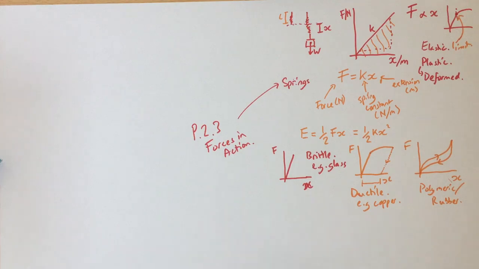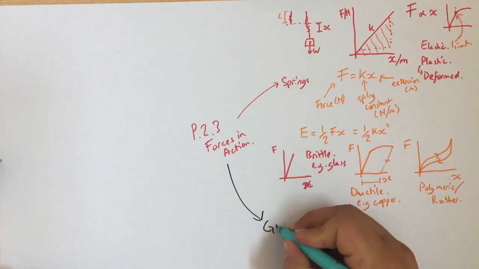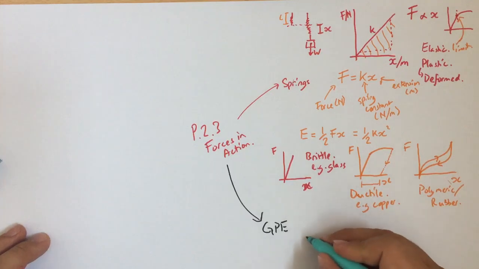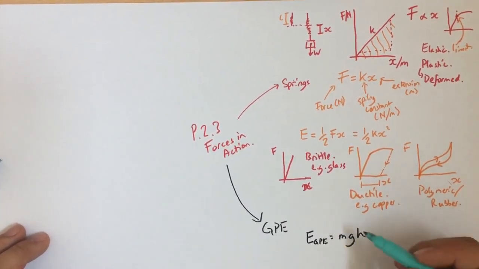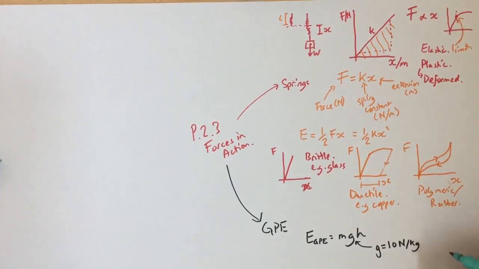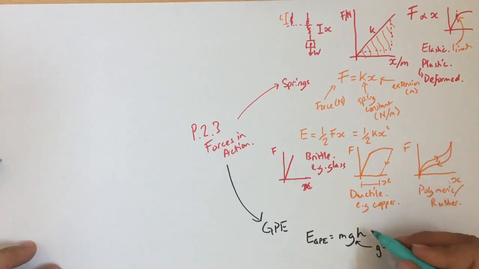The next bit that is for everybody, coming away from springs, is gravitational potential energy. And this is really just an extension of some other stuff that's in P2. So we have the equation for gravitational potential energy, which is mass times g times the height. Mass is in kilograms, g is the acceleration due to gravity, or the gravitational field strength, which is 10 newtons per kilogram or meters per second squared. More accurately, it's 9.81, but in your exam, 10 is fine. And height, h, is height in meters.